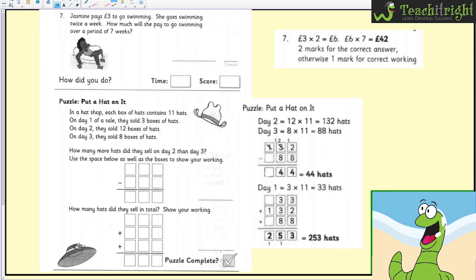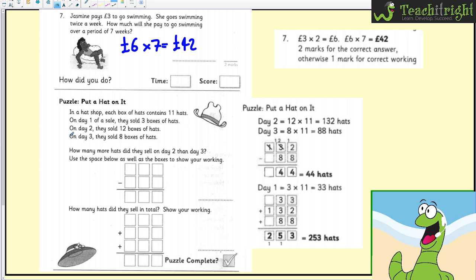On to the last page. We've got 2 more questions, or we've got 1 question in the puzzle. Jasmine pays £3 to go swimming. She goes swimming twice a week. How much will she pay over a period of 3 weeks? So each time is £3. So that means in a week she's going to be paying 2 lots of that. So in every week I would say she's going to be spending £6 on her 2 trips. And if she's spending £6 a week and she goes for 7 weeks, that's going to be 7 times 6, which is a grand total of £42. And that's my answer.